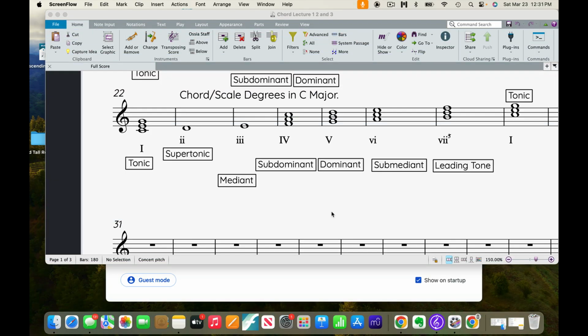Hello everyone, and this is the lecture in this series where we've been talking about chords the entire time and their functions. And so now I'm going to introduce to you the whole major scale.